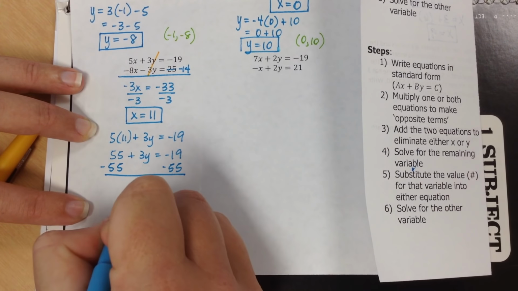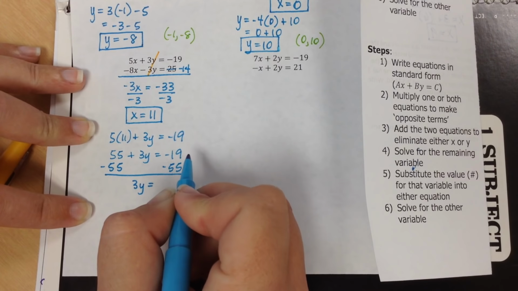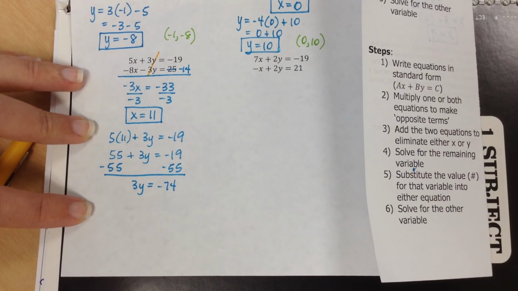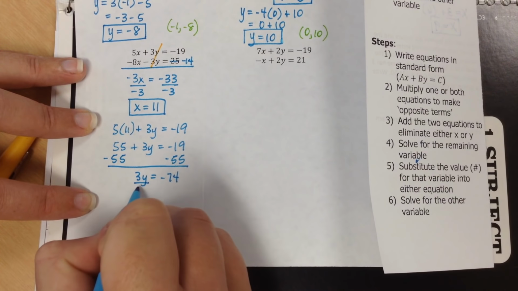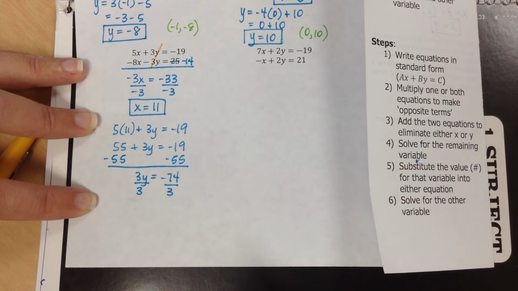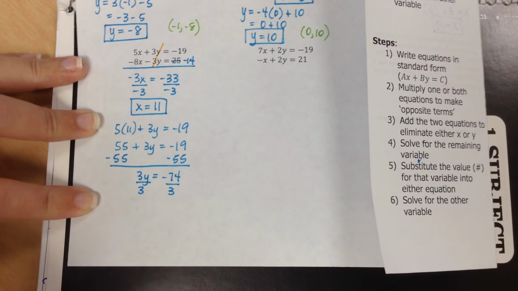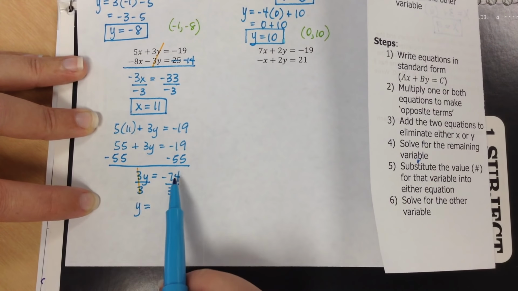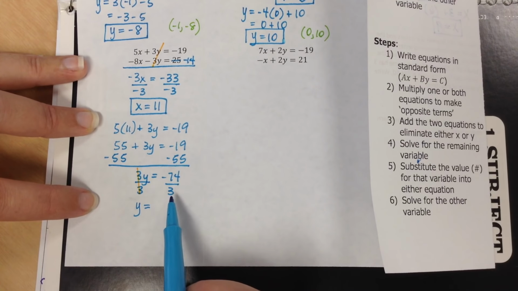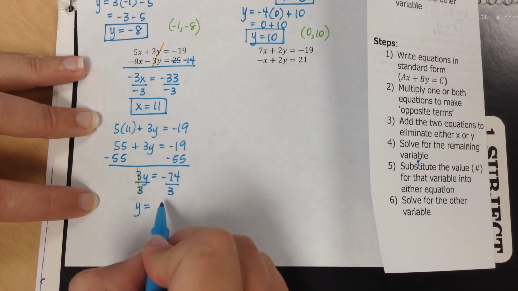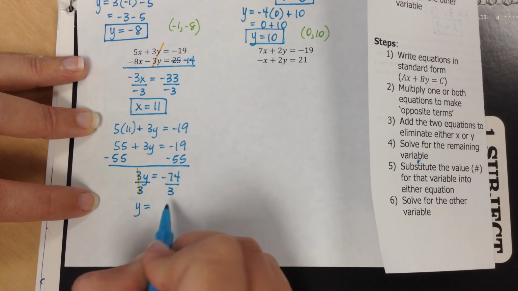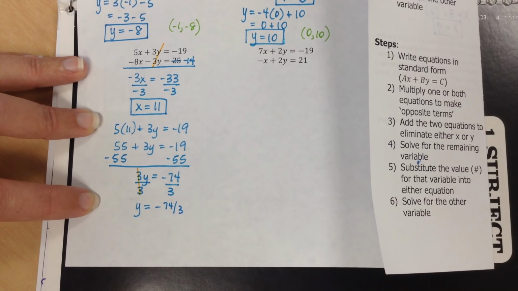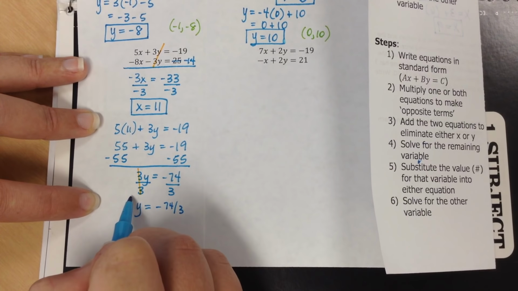That gives me 3y equals negative 19 minus 55, which is negative 74. Divide both sides by 3. My 3's on the left cancel. Y equals negative 74 divided by 3, which does not go perfectly. It stays a fraction. If you put this in your calculator, you're going to get a decimal. We like to leave things in fraction form, so I'm going to leave this as y equals negative 74 over 3.